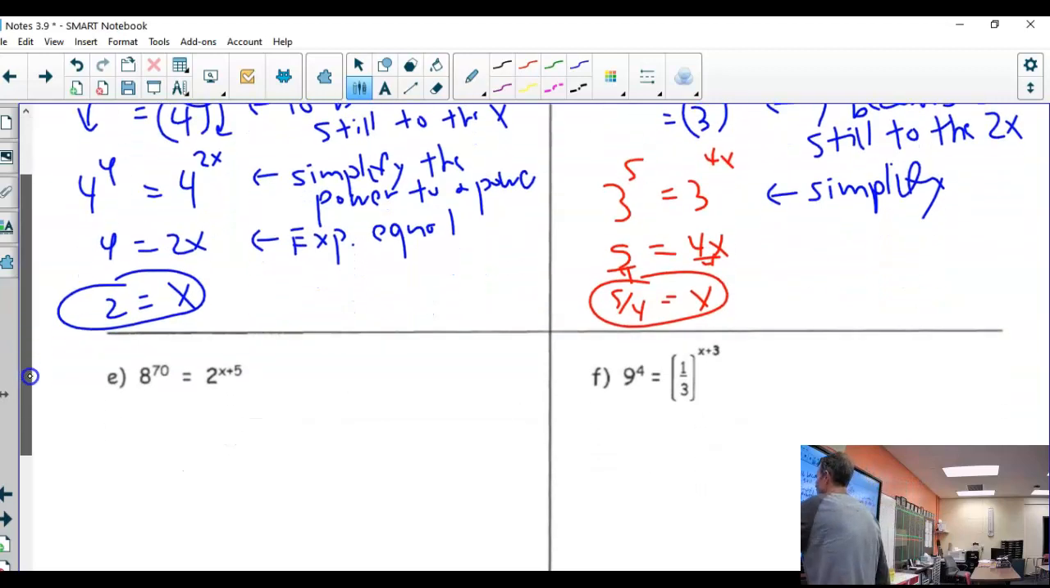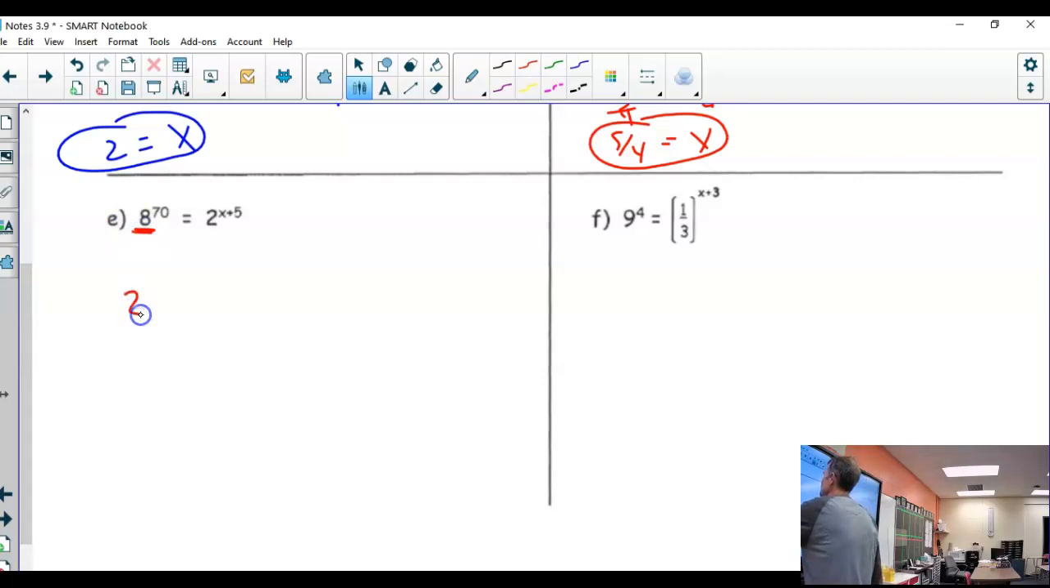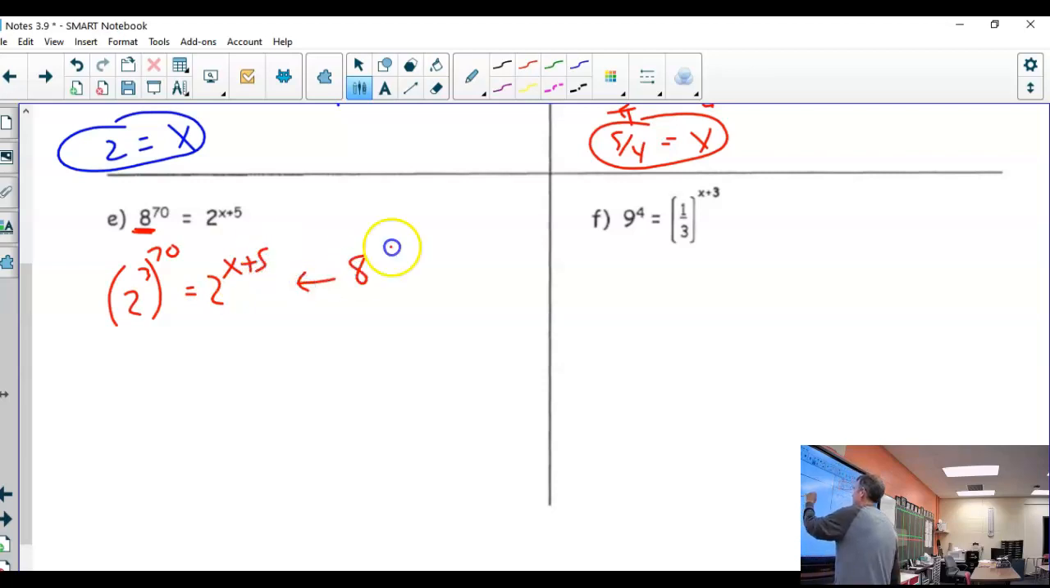2 more, guys, 2 more. Letter E. You probably could do this one on your own at this point, some of you for sure. The 8 can be simplified. The 8 can be changed to 2 to the 3rd power, still to the 70. So 8 becomes 2 to the third.